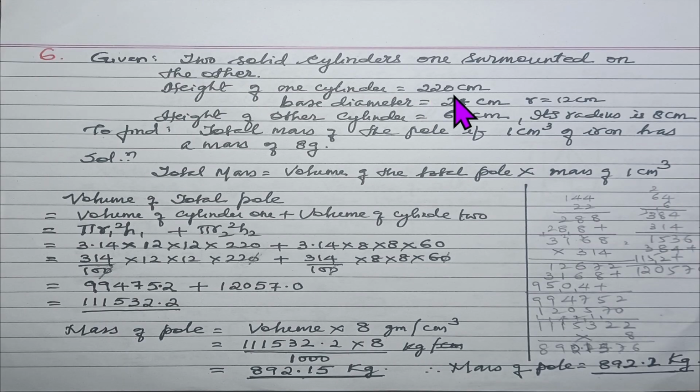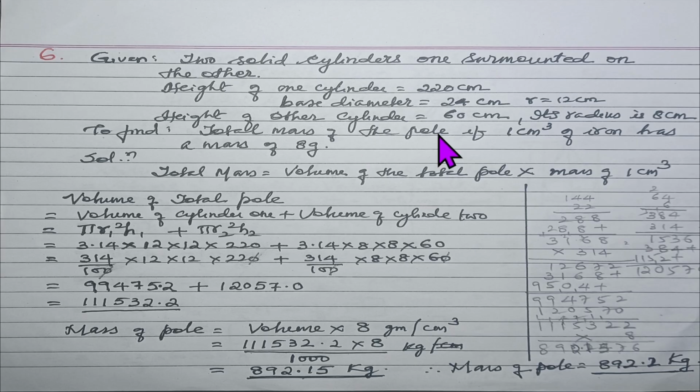Now height of one cylinder is 220 centimeters. If you take the bottom cylinder, its height is 220 centimeters, and the diameter of that bottom cylinder is 24 centimeters. Therefore radius is 12 centimeters. Now the height of the second cylinder which is surmounted on it, exactly in the center, is 60 centimeters, and its radius is 8 centimeter.